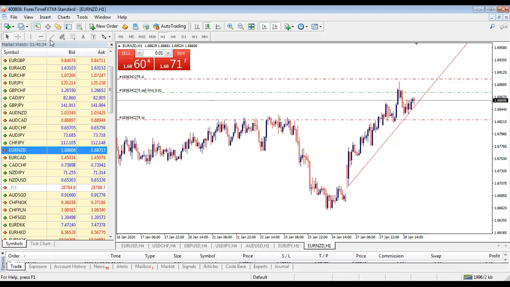Now let's see a downtrend. For a downtrend, you would want to see something like this. Look at it. Downward movement, downward movement. This is how a trend works. A trend is the upward or downward movement of the forex market.